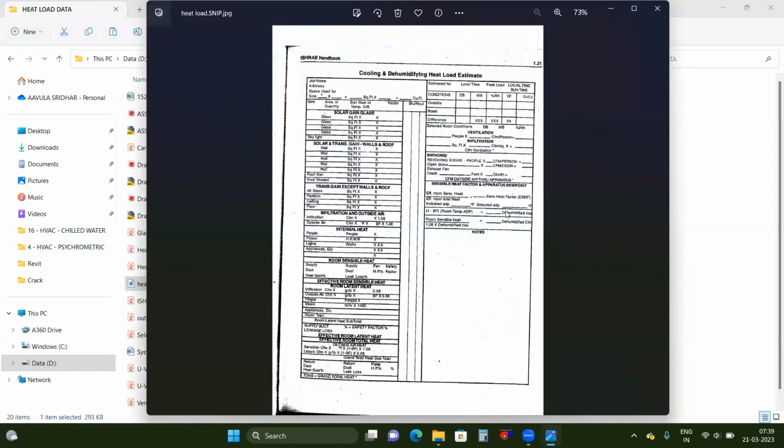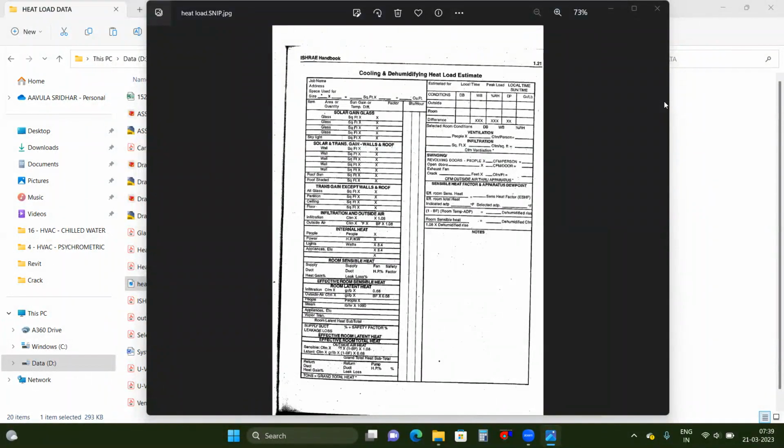In this manual method we have the calculation sheet. The calculation sheet will look like this. I will share my screen. Can you see my screen? Yes, sir. Yeah, okay. So this is our manual calculation sheet.